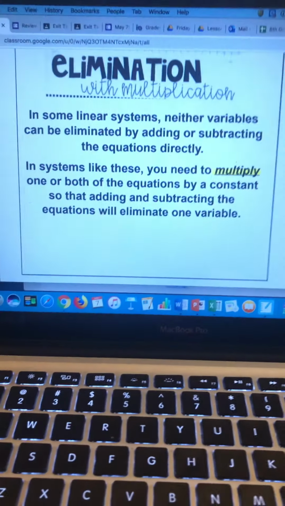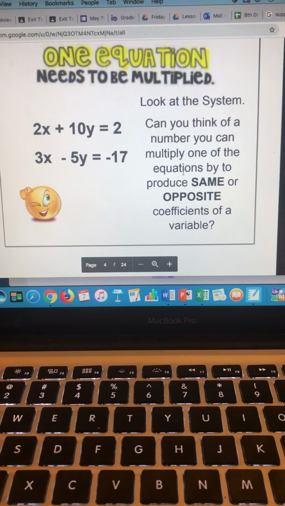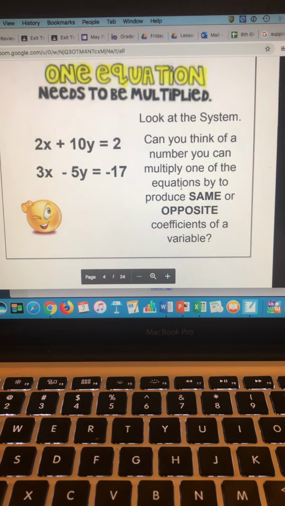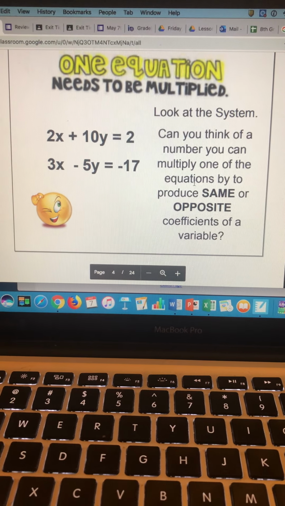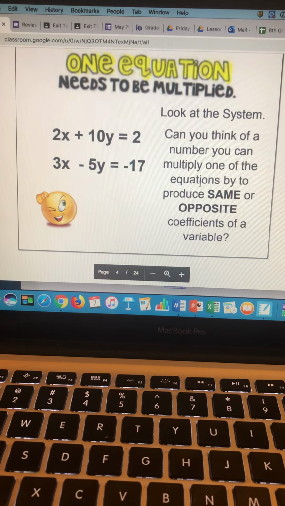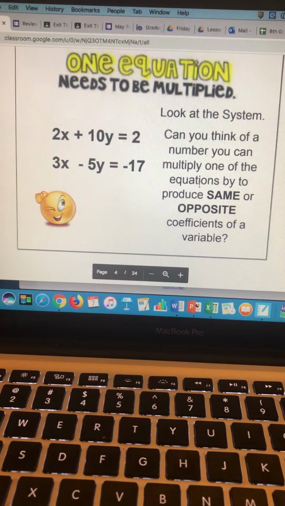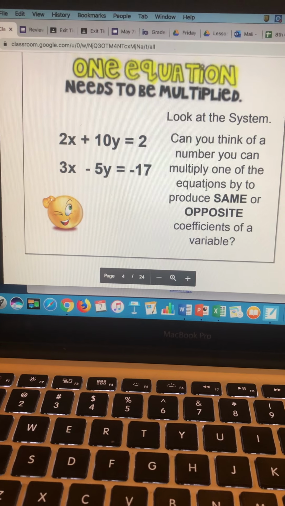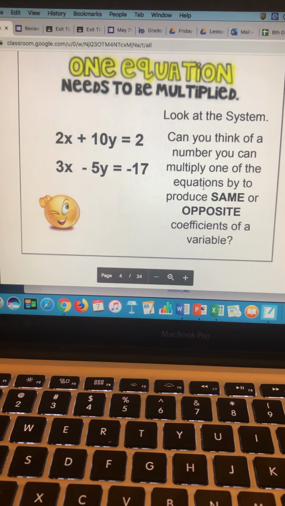Okay? So we'll do our first example. Looking at this system, if we look at our x's, 2 and 3 are not the same and they are not opposites, and 10 and -5 are not the same and are not opposites. So in these types of systems, I want you to think, can you multiply one of the equations by a certain number to make the same or opposite coefficients? Could you multiply the top equation by a certain number so that the x's and y's match up, or could you multiply the second equation by a constant to make the variables either the same or opposite?